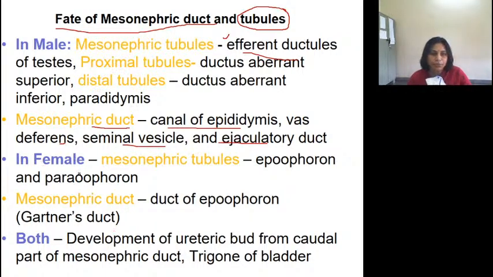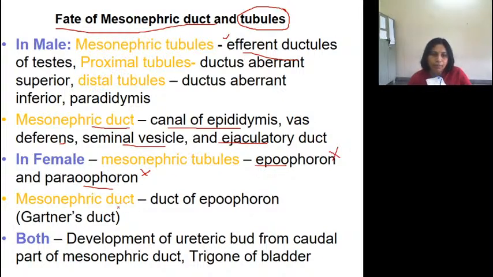In the females, the mesonephric tubules will give rise to the epophoron and parophoron. These are totally vestigial tubular structures which are obliterated, and these are present in the broad ligament. You know the broad ligament of the uterus. On either side of the uterus, a fold of peritoneum covering forms the broad ligament, and the mesonephric tubules form remnants there as the epophoron and the parophoron.